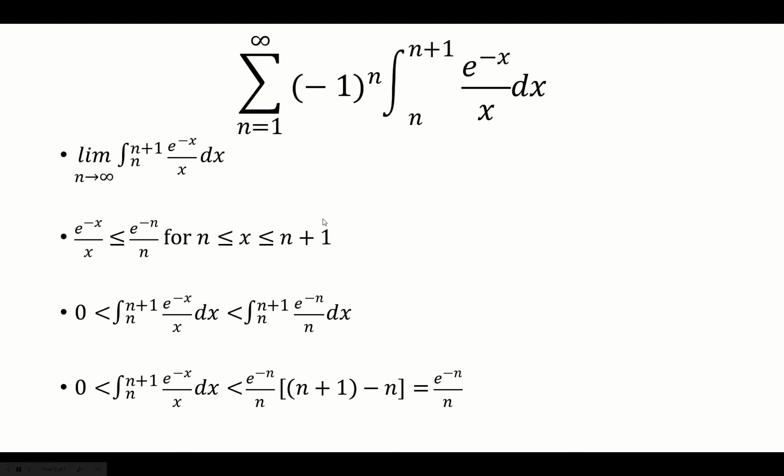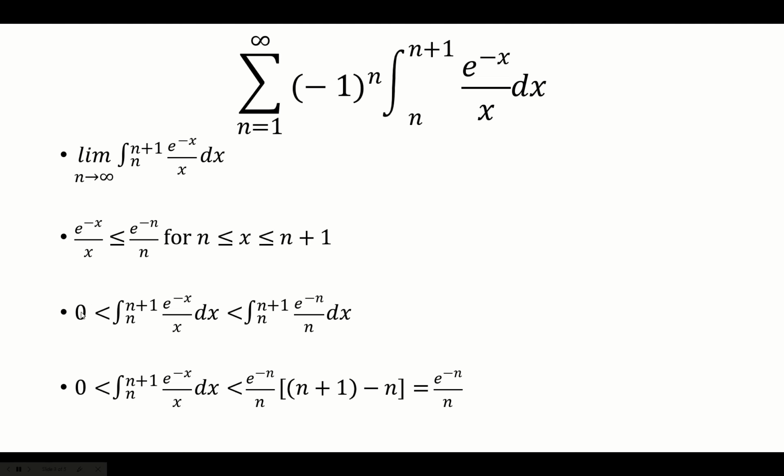Now let's take a look at the limit. So we need to take the limit as n approaches infinity of this. Just ignoring the limit part, we know that at n, e to negative x over x is greater than e to negative x over x, right? Because x here ranges between n and n plus 1. So it's going to reach its maximum value when x equals n. So that's why we have less than or equal to.